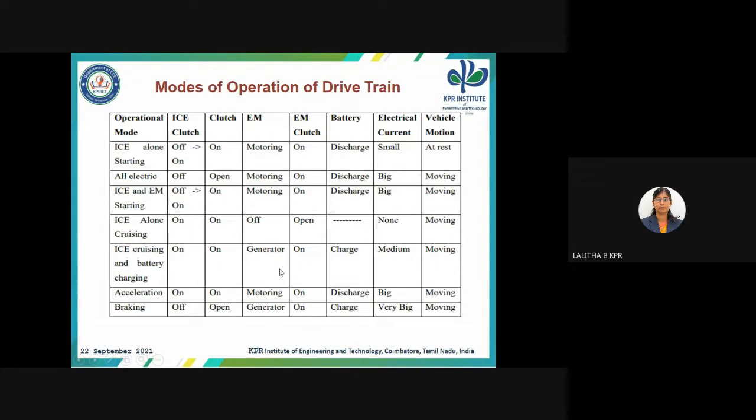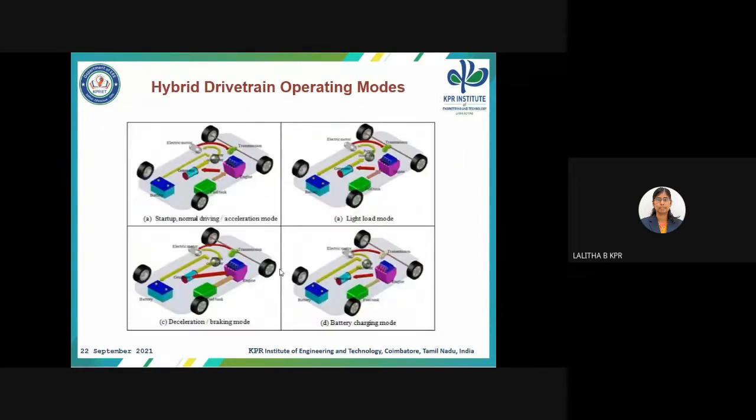So the video on hybrid electric vehicle operation clearly explained what will happen at low speed, medium speed and high speed, when the electric motor will run, when the IC engine will run, when the IC engine and electric motor are both running, and when the battery is charging and discharging. So this is the working carried out in the hybrid electric vehicle. It shows the four operating modes of the hybrid drivetrain.